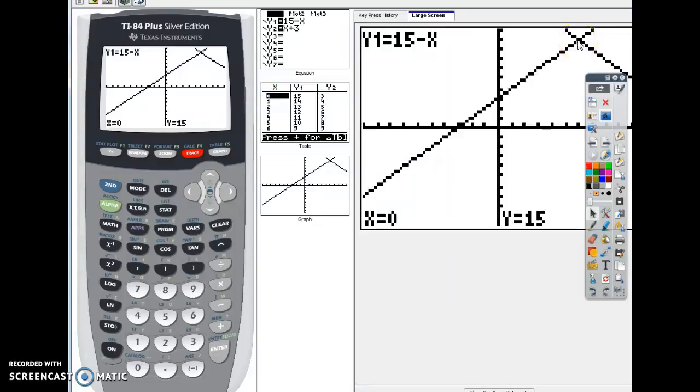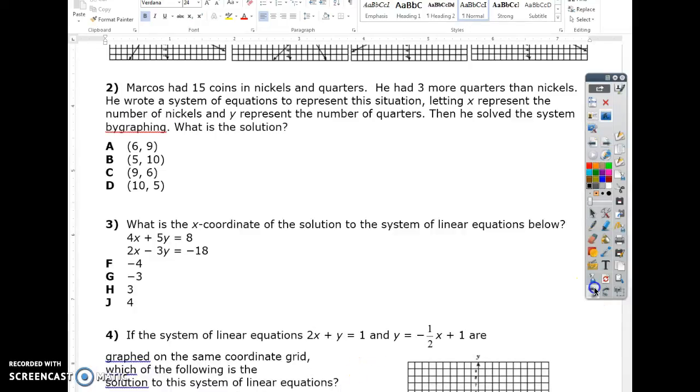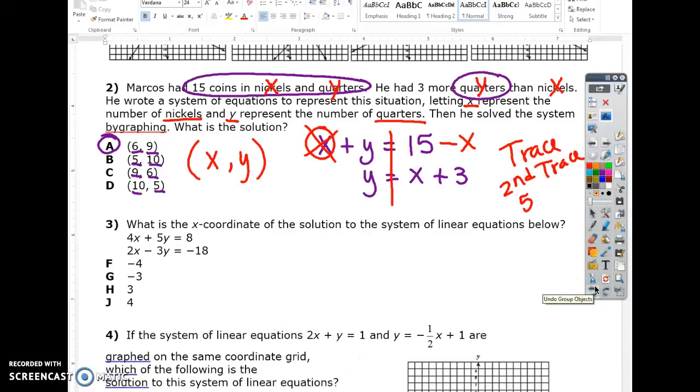And then I want you to hit second trace 5, enter, enter, enter. If you notice that your graph stops graphing, it's because you paused it. You press enter one more time, let it graph, and then you can do second trace 5, enter, enter, enter. The intersection is at 6, 9, and that's what we talked about. This is the quarters. You have 3 more than your nickels. Okay? All right, so the answer is A.